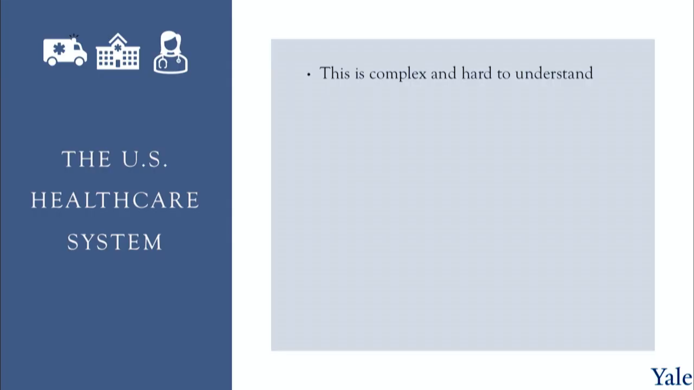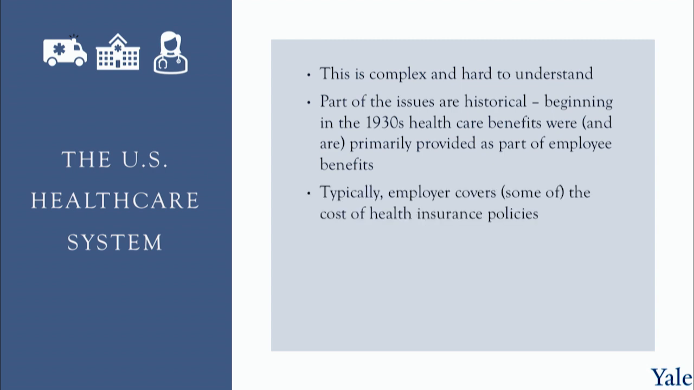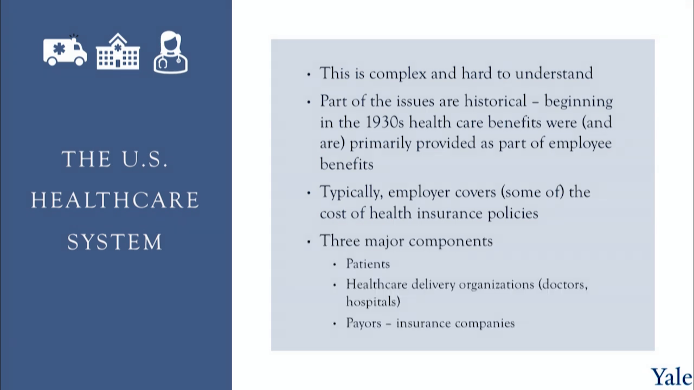So let's talk a little bit about the healthcare system, and we're going to give a little bit more of a basic description of this, similar to what Dr. Nikolai presented in week 1. The US healthcare system is complex and often hard to understand, even for those people who have worked in it for many years. Part of the issues are historical. So beginning in the 1930s, healthcare benefits were and are, for the most part, primarily provided as part of employee benefits. So typically the employer covers some of the cost of health insurance policies, and this varies from employer to employer. So there are 3 major components already here.